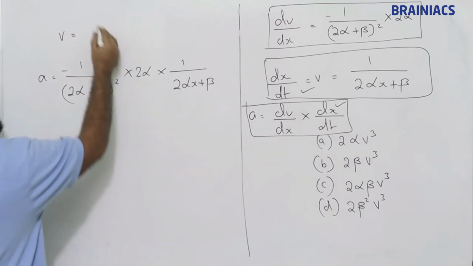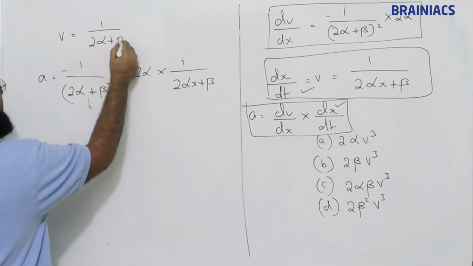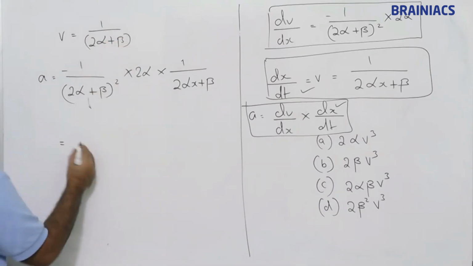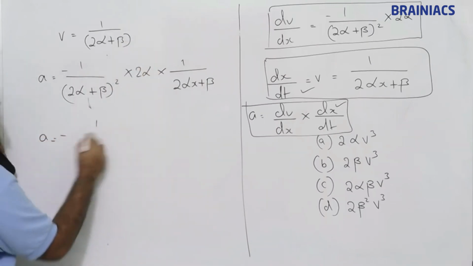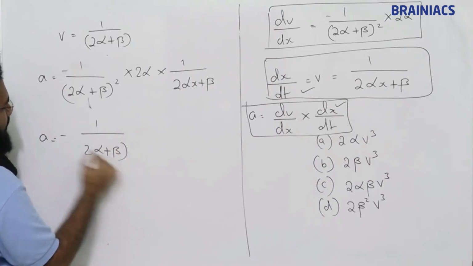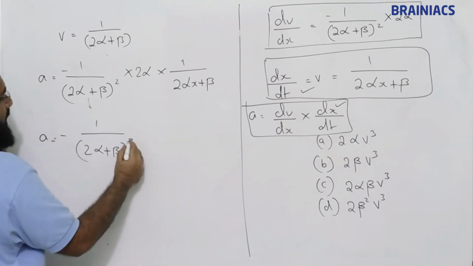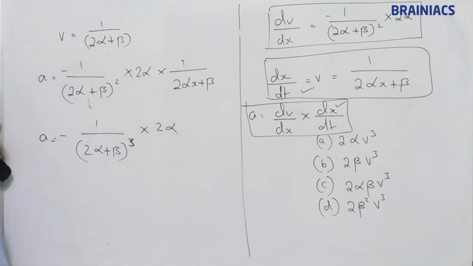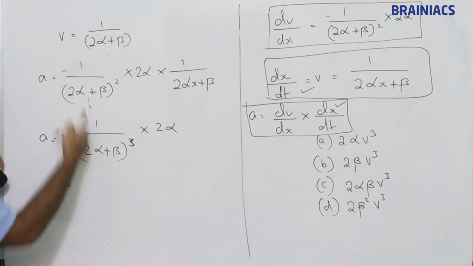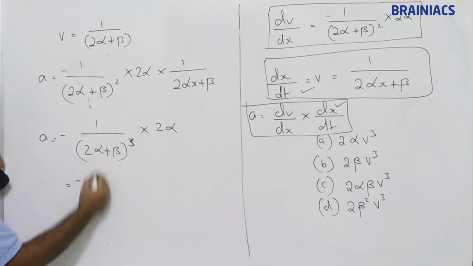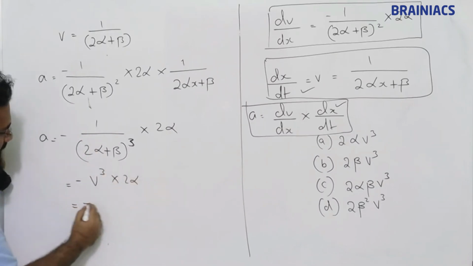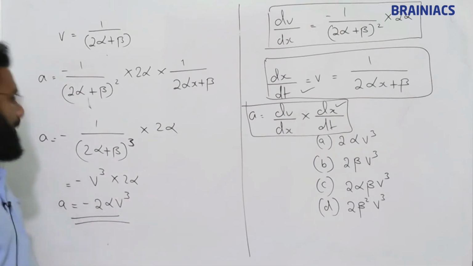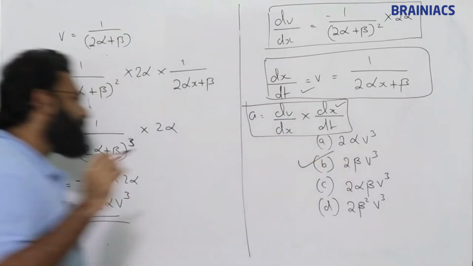Now we have already written what is velocity v. Already velocity v we found as 1 by 2 alpha x plus beta. This is what is velocity. Now 1 by 2 alpha x plus beta is velocity, means here a is equal to 1 by 2 alpha x plus beta whole cube. This one and this together, this is going to be all cube into 2 alpha. So 1 by 2 alpha x plus beta is velocity. So what we will do here, this is nothing but v cube into 2 alpha. Writing in the correct form, this is 2 alpha v cube. This is what is acceleration, 2 alpha v cube. Clear?